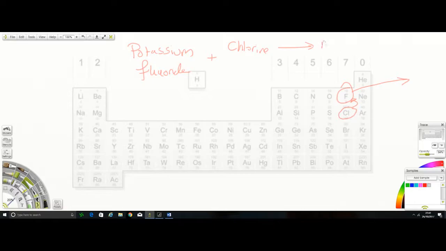So can it occur? No reaction. Why can it not occur? Because the fluorine is more reactive than the chlorine. So it's all about can these halogens kick out the halide? That's really what you're asking.